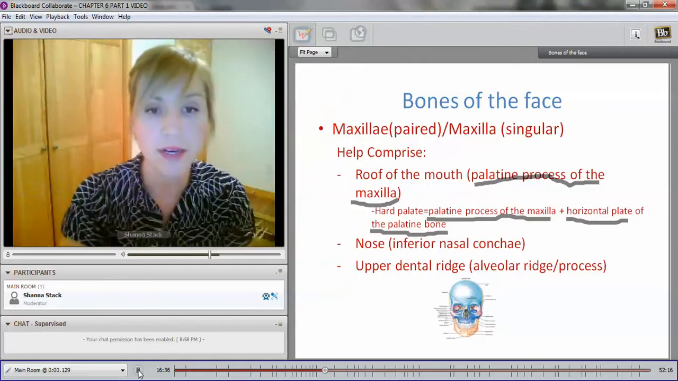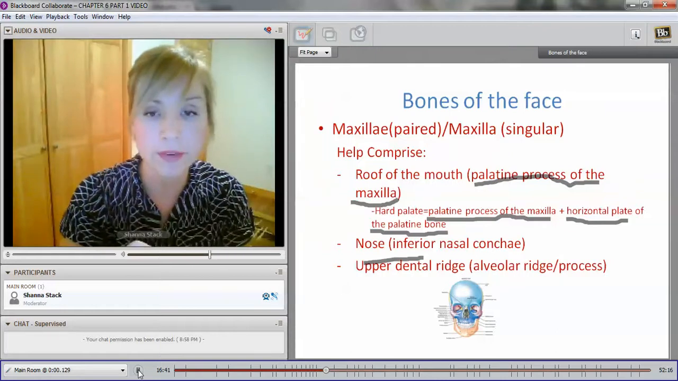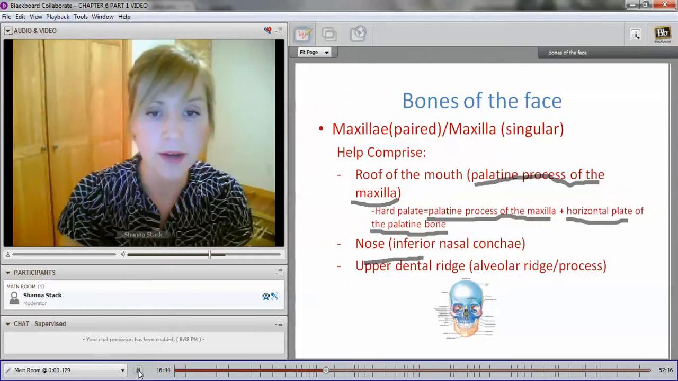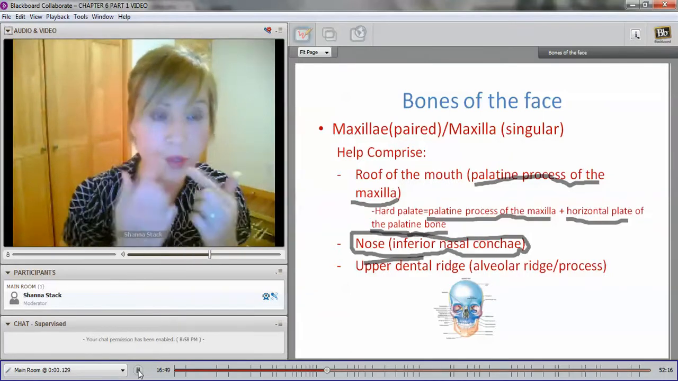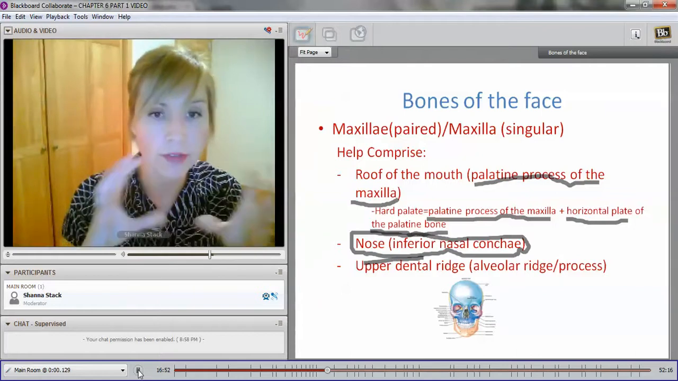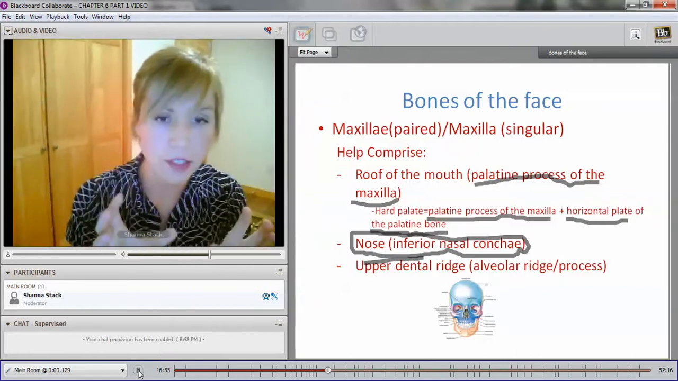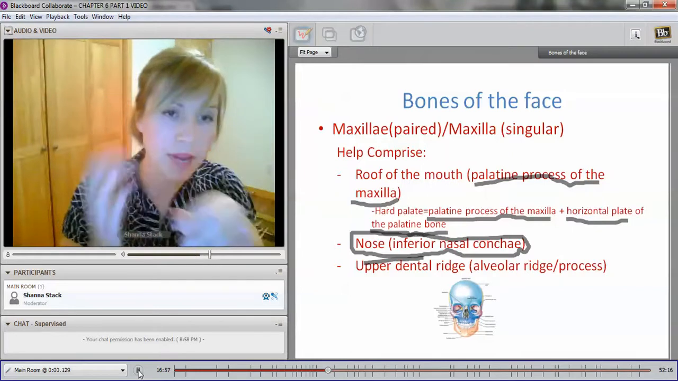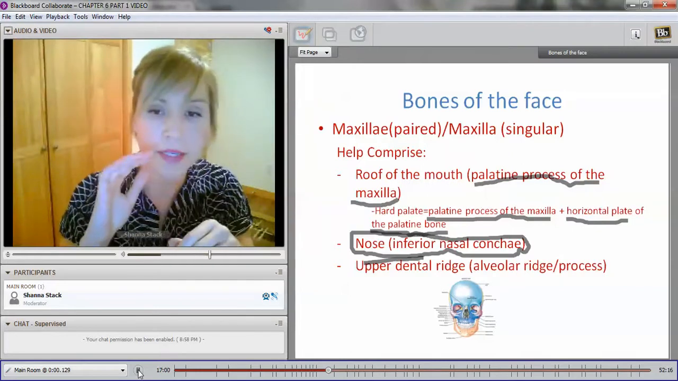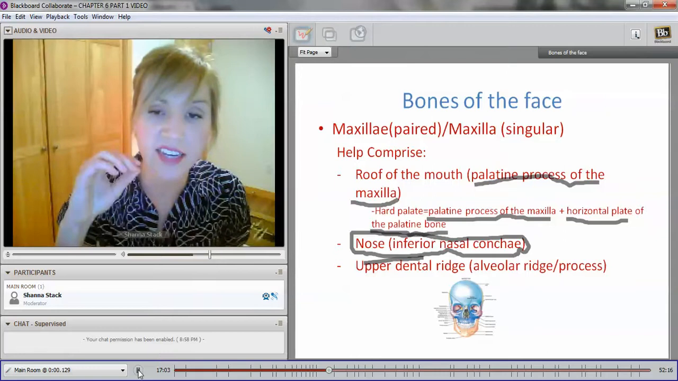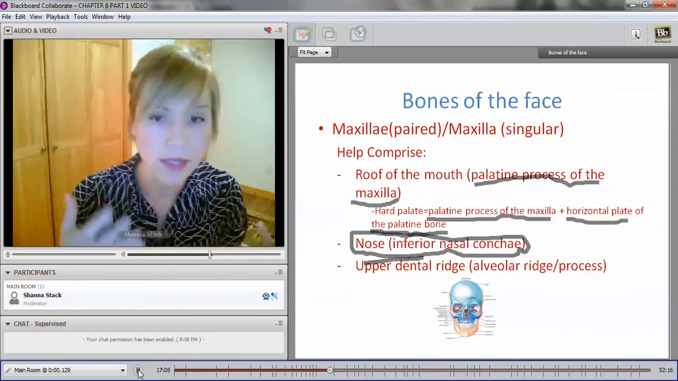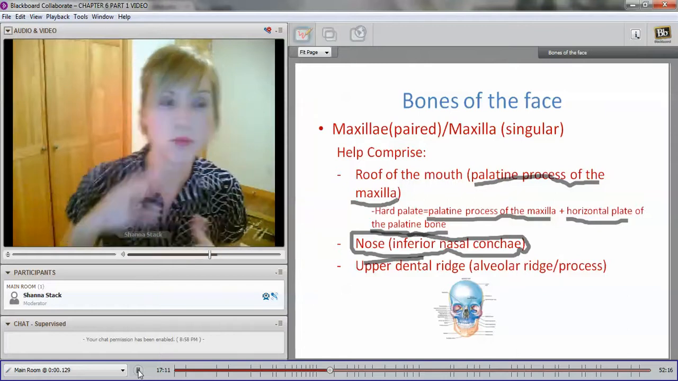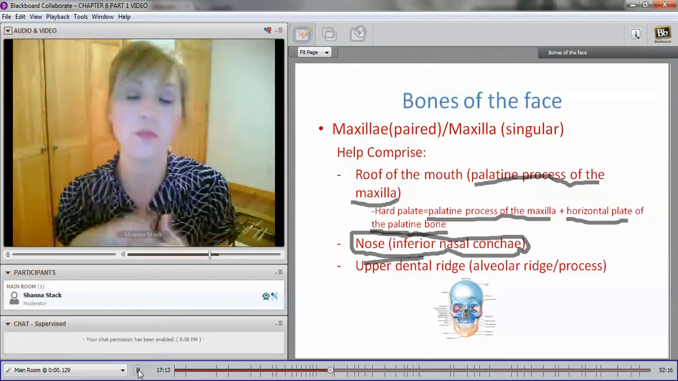dentition. So here's your upper dental ridge, and it also helps form your inferior nasal conchae that we're going to learn about in a little bit. Nasal conchae are bones that help humidify, warm and clean the air when you breathe in through your nose. They're covered by a type of epithelial tissue, like your skin, but more delicate and moist. It's actually called mucosa, and it secretes mucus.